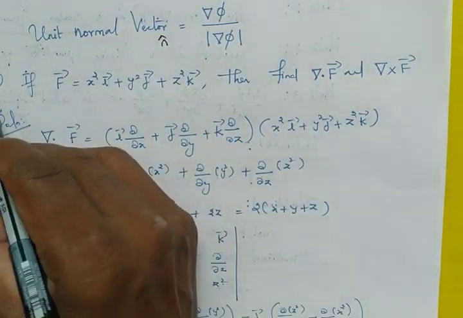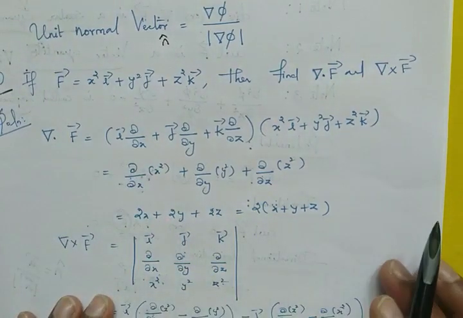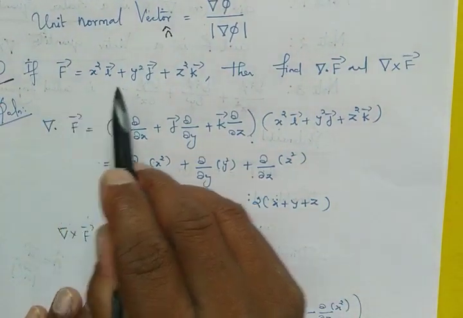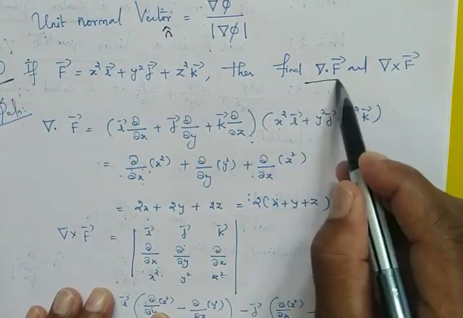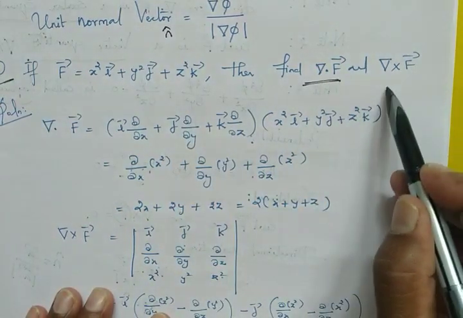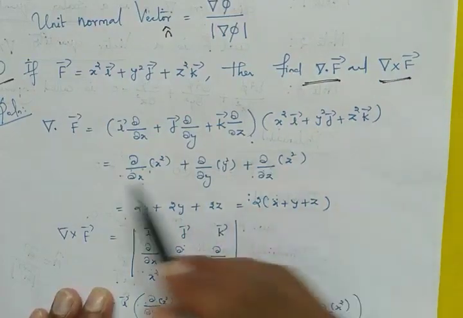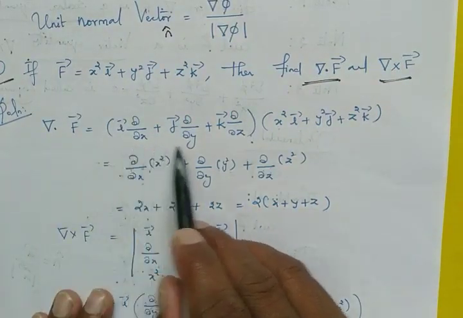Now we will see a few examples on divergence and curl. Now f vector is given in the form x square i plus y square j plus z square k. Then find del dot f. Del dot f means divergence of f, and del cross f means curl of f.